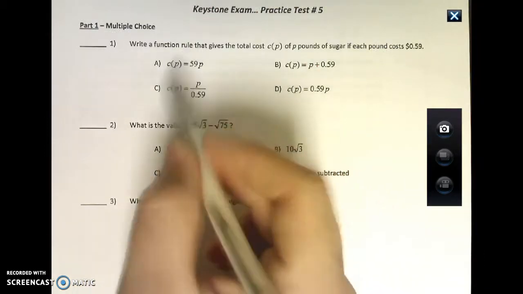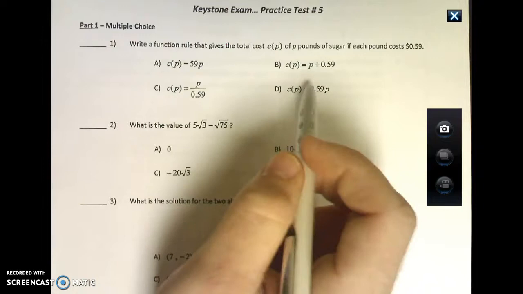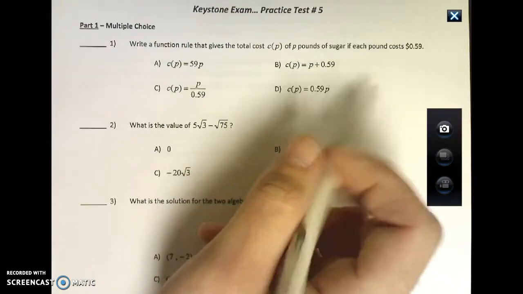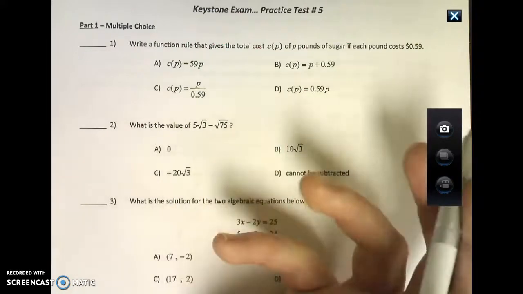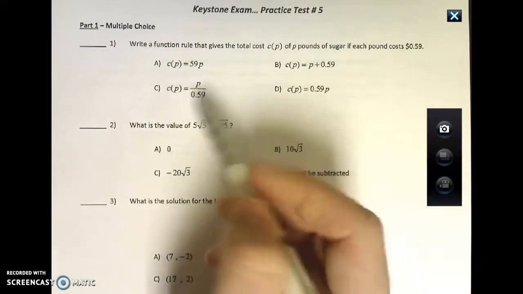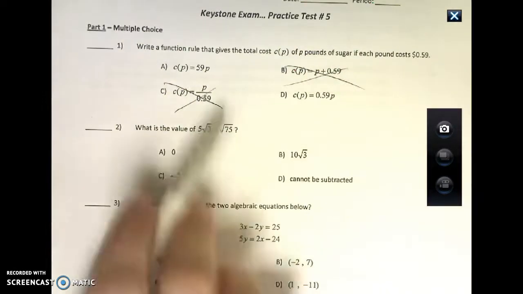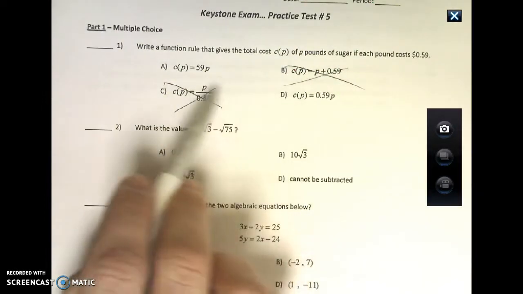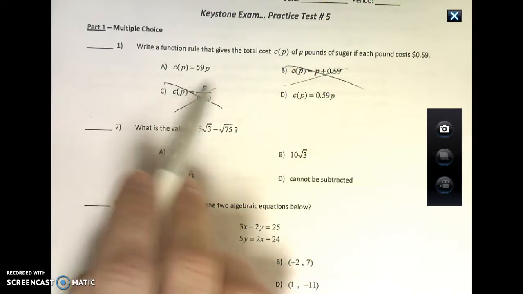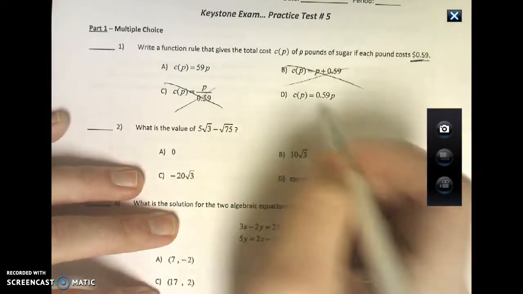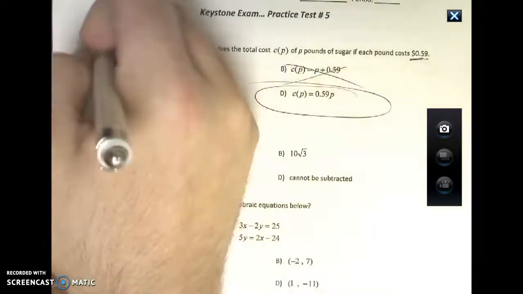Alright, so obviously all of them are C of P. But if you're trying to figure out how much it costs, if it's 59 cents per pound, it would be 59 cents times the pounds of sugar you have. You wouldn't add them or divide them, so right away you can cross off C and B. Alright, now you're down to these two. Now this one represents $59, this one represents 59 cents. Okay, so how do I know that? Just check out the initial problem. The answer would be D.